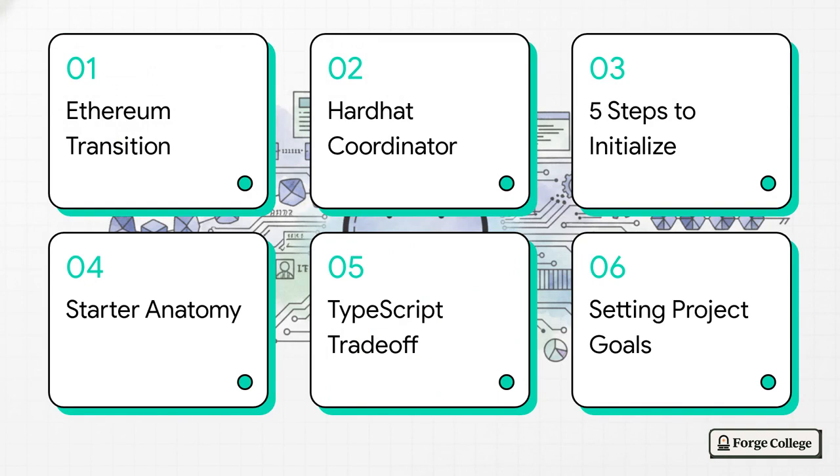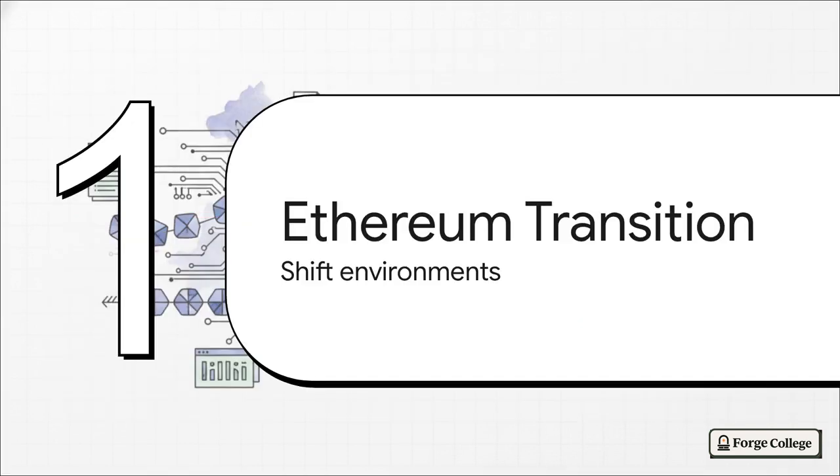So, here's a quick schematic of what we're assembling in this explainer today. We'll start off by shifting gears to Ethereum, then we'll see why Hardhat is the ultimate coordinator. After that, we'll hit the 5 steps to initialization, break down the anatomy of a starter project, tackle the big TypeScript trade-off, and finally, look at setting your actual project goals.